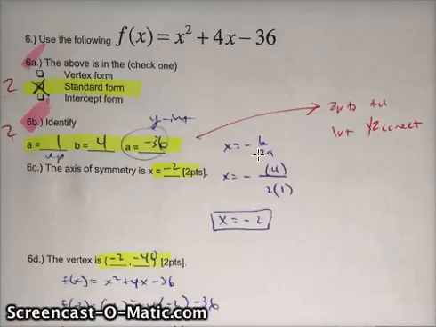Alright, question number 6. This is in standard form. Give you 2 points for that. Then I asked you to identify the coefficients, A, B, and C. This is 1, this is positive 4, this is negative 36.